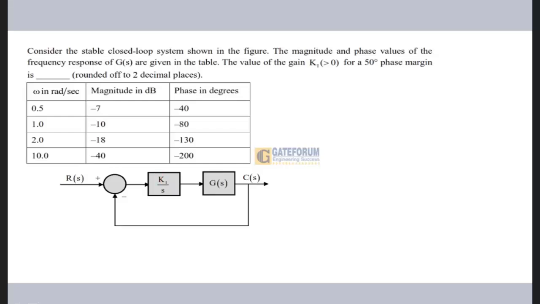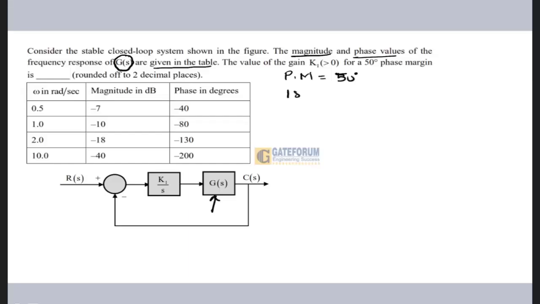So what is the known information? They have already given the table, but remember, this table is not for the entire system. This table is given for this G(S). The magnitude and the phase values of the frequency response of G(S) are given in the table, and the known information is only that the phase margin is 50 degree.